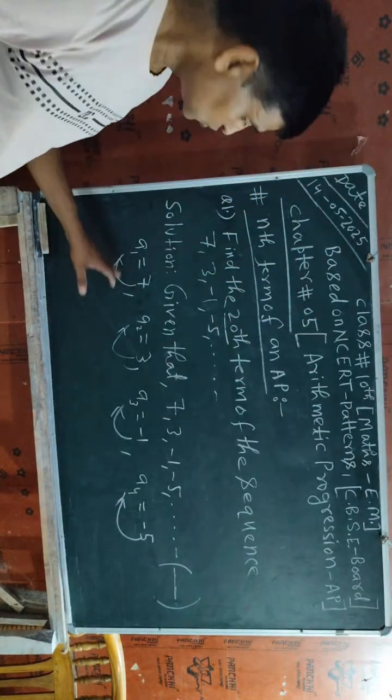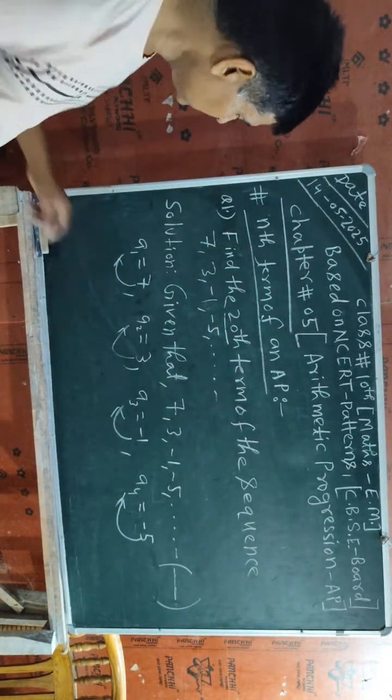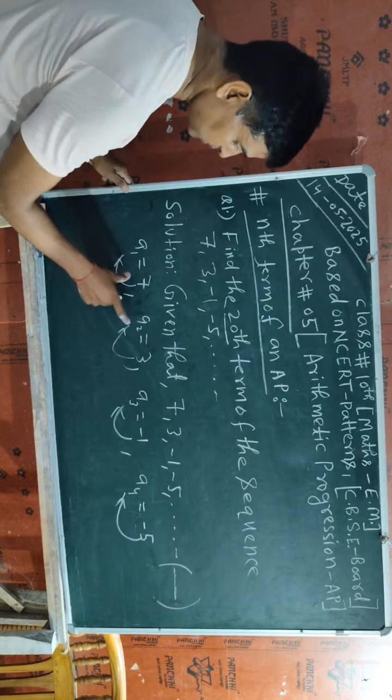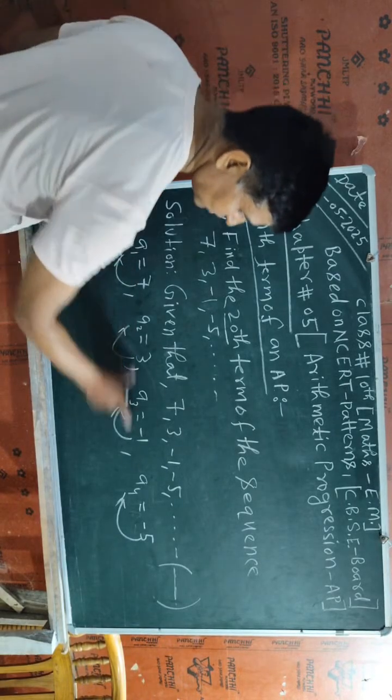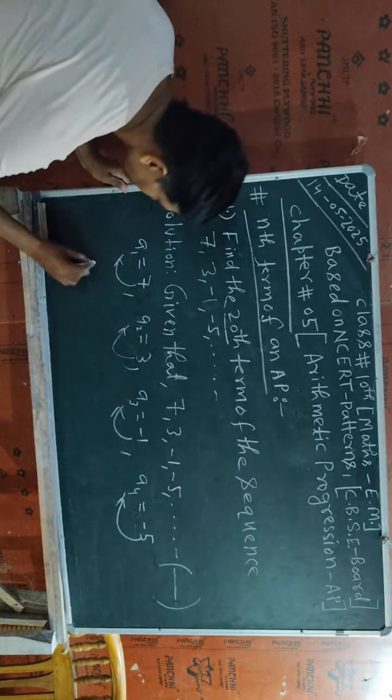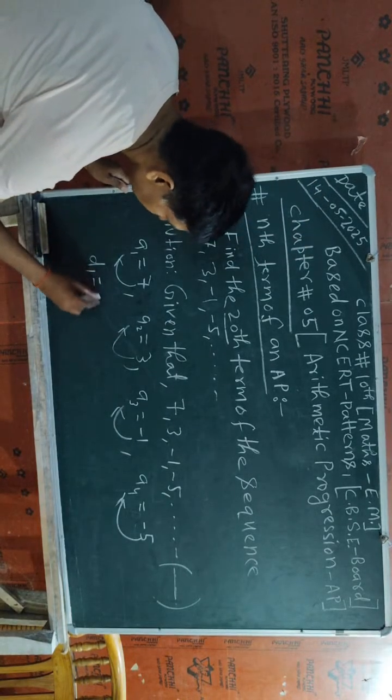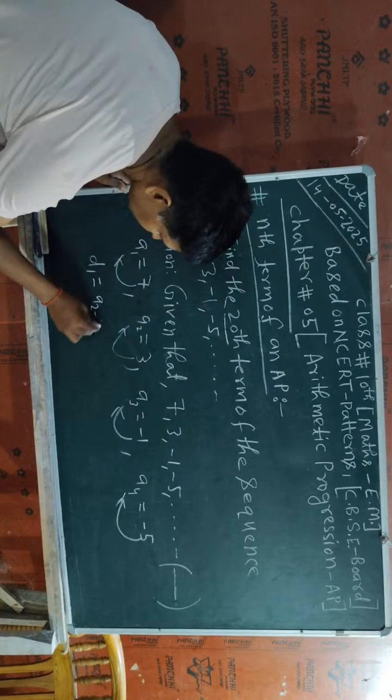Okay students, after assigning these, I will take any two consecutive numbers. After taking them, I will find the common difference. That will be a2 minus a1.